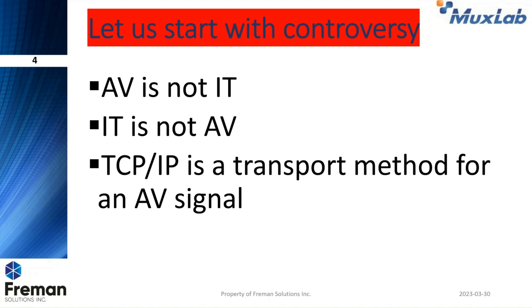What IT provides us, what TCP/IP provides us, is a transport method for an AV signal. And think about it, it's not any different than just doing a point-to-point with an HDMI cable. You have a source, you have a display, and you want to take the source to the display. You can do it with an HDMI cable, you can do it with DisplayPort, you can do it with HDBaseT, you can do it with even the old DVI. There's many ways that you can do that, and one of the ways happens to be utilizing a network.